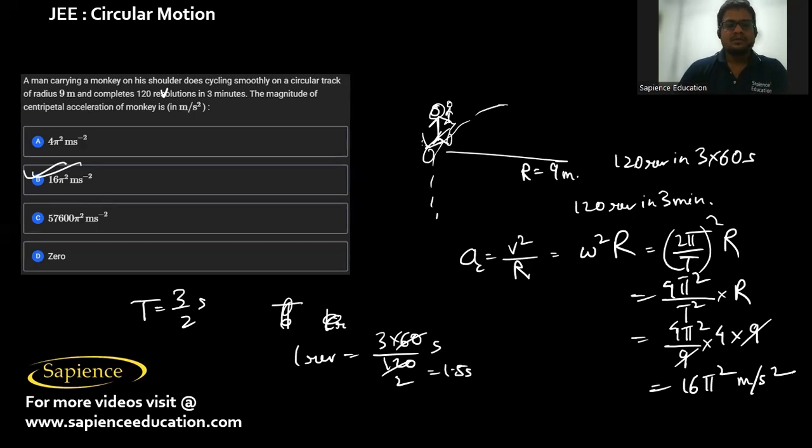So here centripetal acceleration will act on every object. Centripetal acceleration will act on the monkey also, on the cyclist also, and on the cycle also. So centripetal acceleration will act on every object which is moving in a circular path.